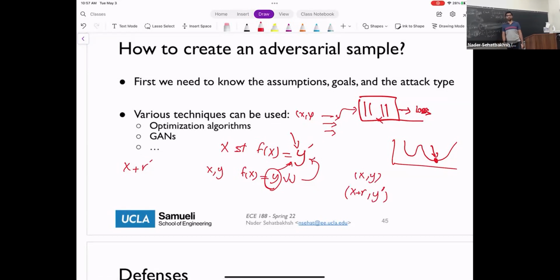So that's exactly how we create this. And we can create this during the poisoning attacks. We can create this during the evasion attacks. We can create this for targeted. We can create this for untargeted, and so on and so forth, right?